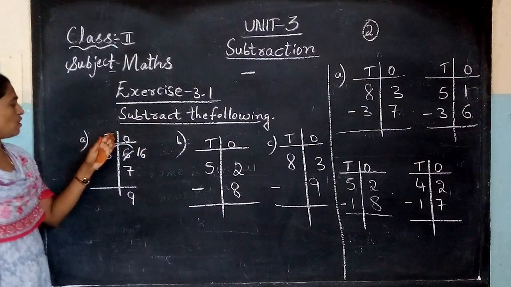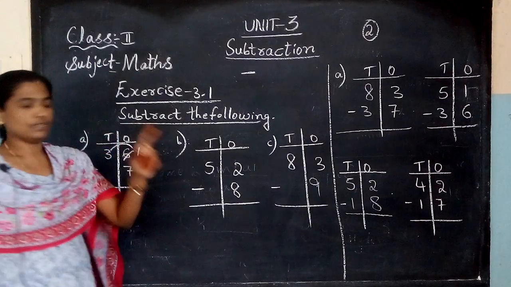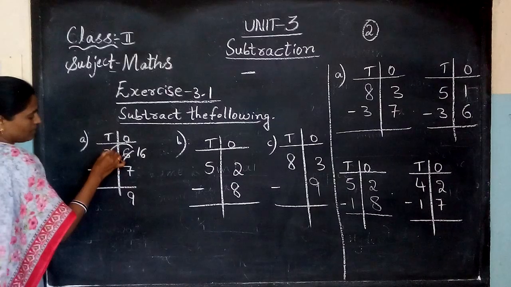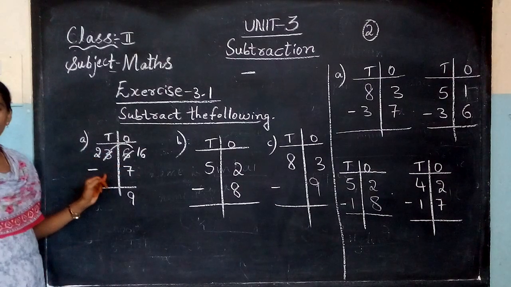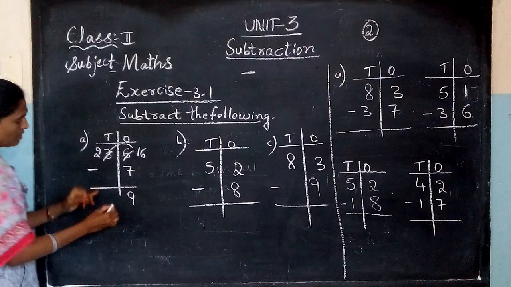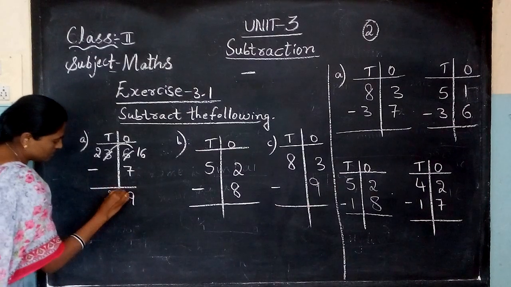Again, in the tens column one number will be less. What is that number? The number before 3, what will come? 2. Below 2, is there any number? Nothing. What next? The same number you have to write.